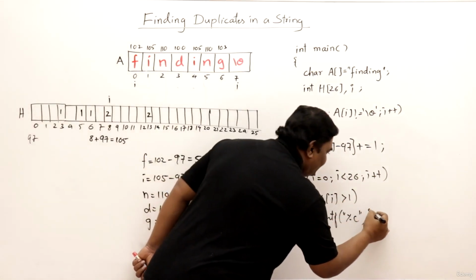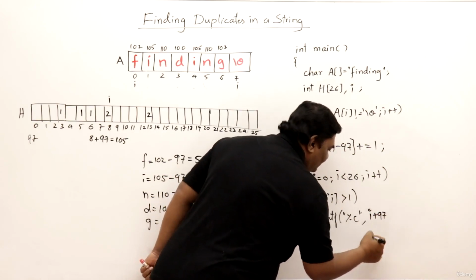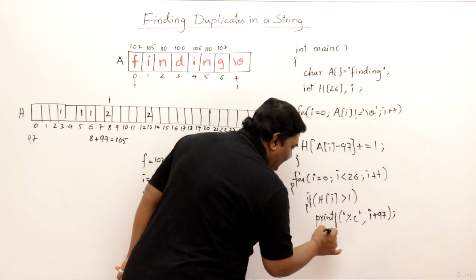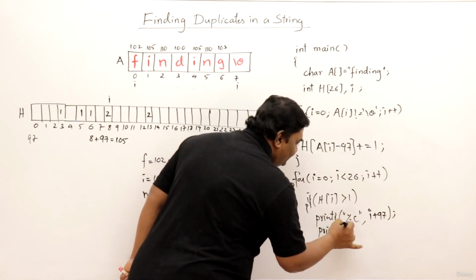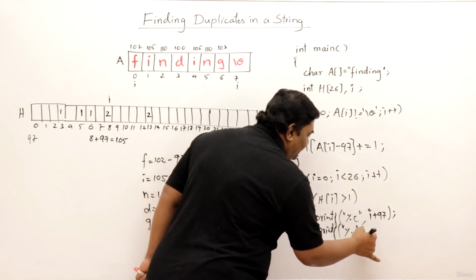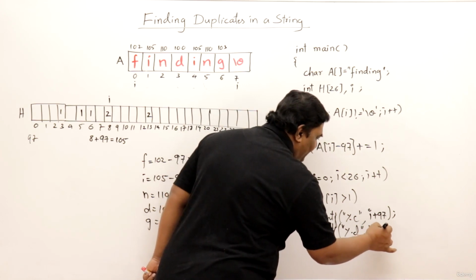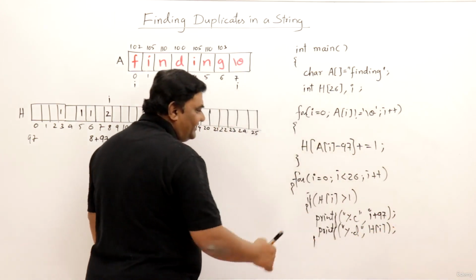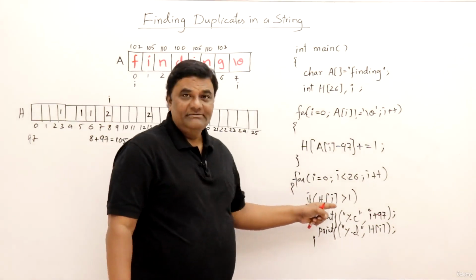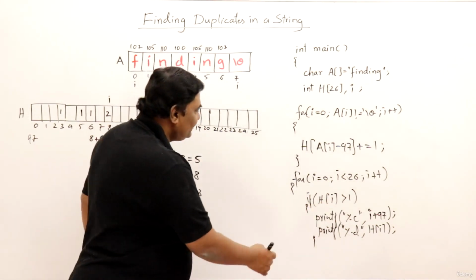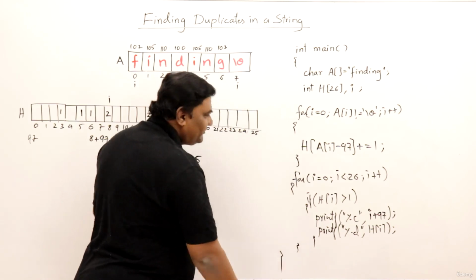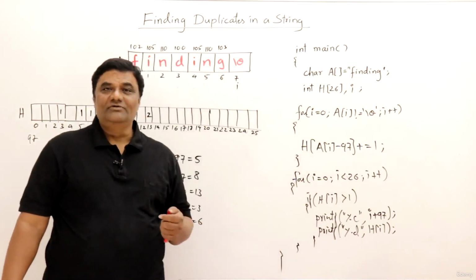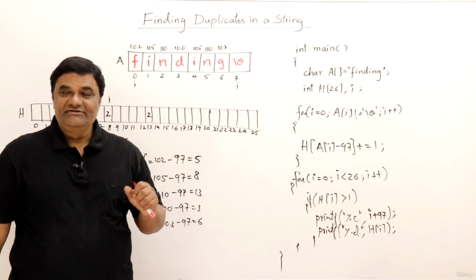So I plus 97, and I also have to print how many times it appears. So printf percent D, I will print the number of times. That is, h of I gives you the number of times. This will be done only if the value at that hash table index is greater than 1. So that's all, this is the procedure. So you can know the alphabets which are appearing more than one time. Duplicates you can find out.